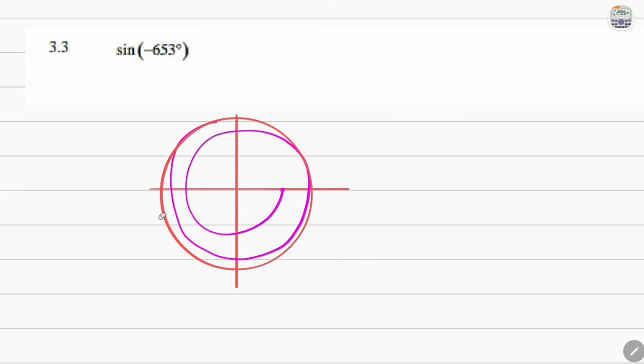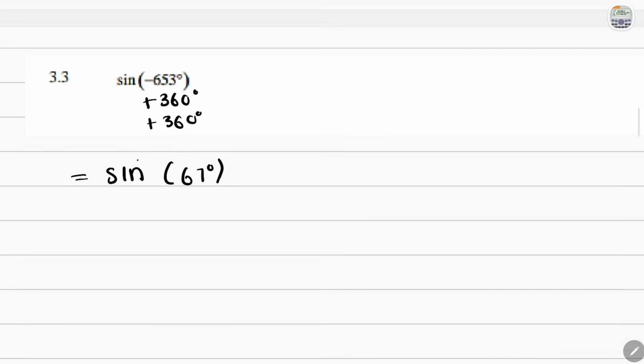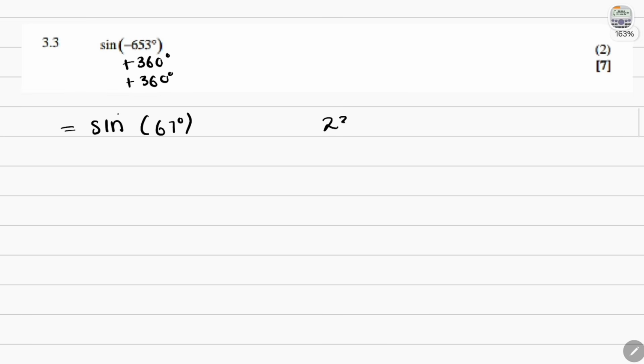So plus 360 degrees, which is a full revolution, and then plus 360 degrees again. Clearly, we need to add it twice to get it to become positive. If you take negative 653 degrees and add 360, it's still negative. So again, add 360 degrees. You're just moving in a circle. And so this is really just sine 67 degrees. And let's go ahead and work with this. So 67 degrees and 23 degrees.